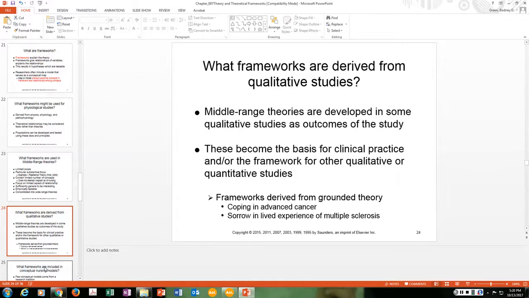So an example of frameworks derived from grounded theory. Remember, grounded theory is theory that has its roots in the data derived from the study. So examples would be coping, a middle range theory that's derived from the data found from a study that looks at the coping behaviors of survivors of breast cancer, or sorrow in the lives of patients with multiple sclerosis. Okay, so these become the basis for clinical practice and/or framework for other qualitative or quantitative studies. Frameworks derived from grounded theory are coping in advanced cancer and sorrow in multiple sclerosis.